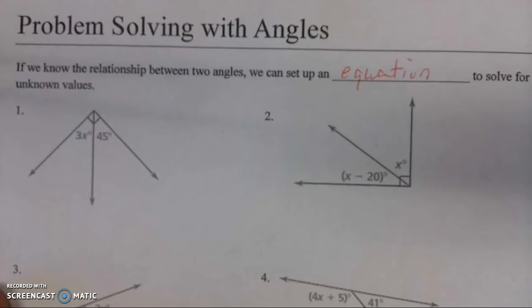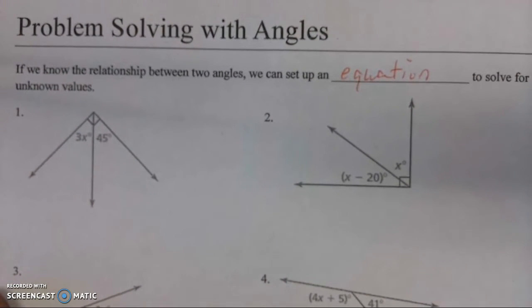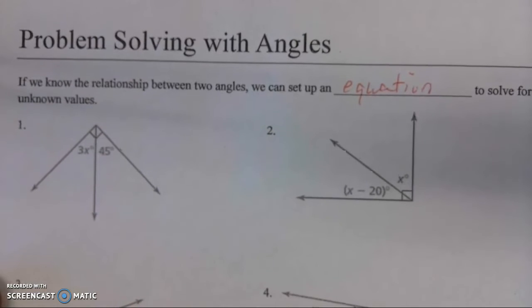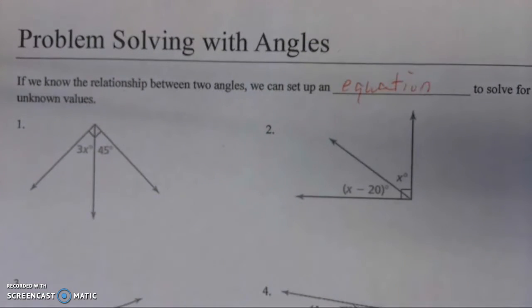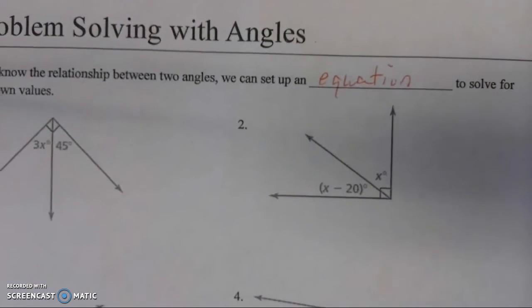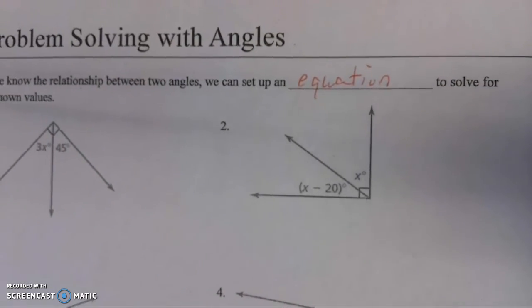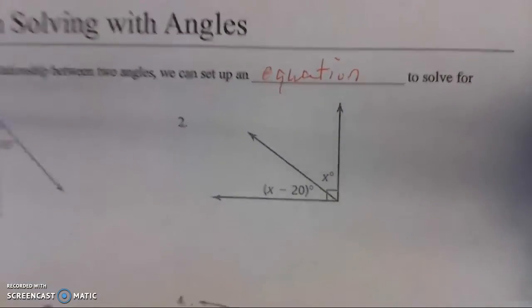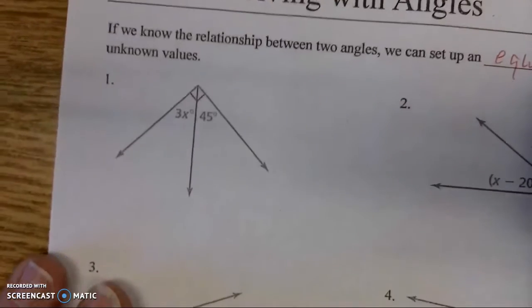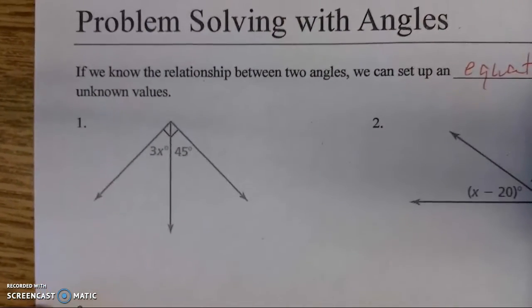So what we're going to do, instead of using a protractor, is actually use an equation to solve for these missing values and to find what each of my angles measure. So let's take a look at number 1.